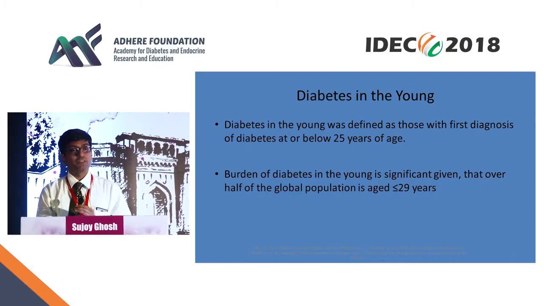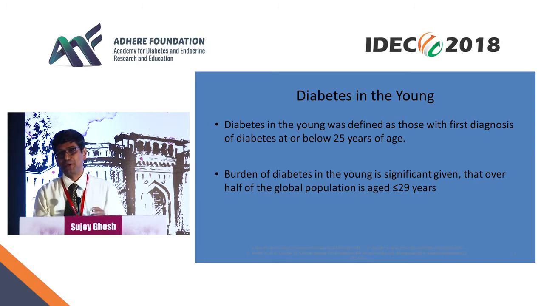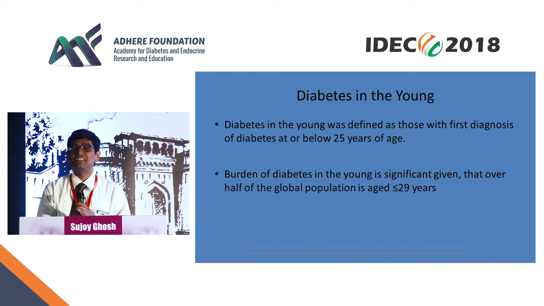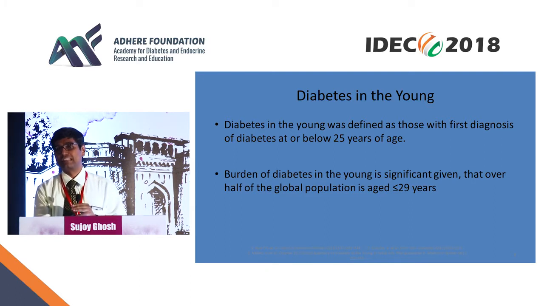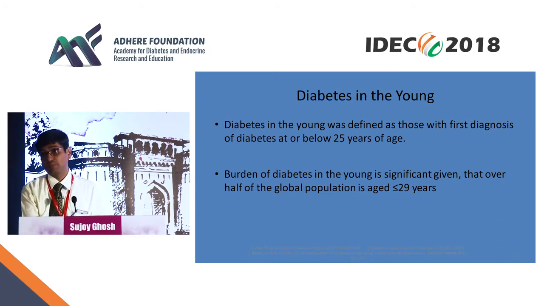So the first question that most people would ask is, what do you mean by young? Because I still consider myself young, but I'm far beyond 25. By convention, diabetes in young is defined as individuals who develop diabetes before the age of 25. Even if you look at the Indian population, 40% of India's population is below that age.